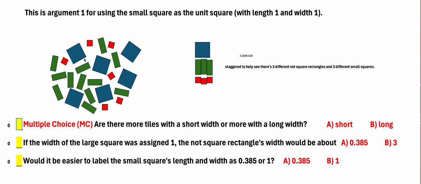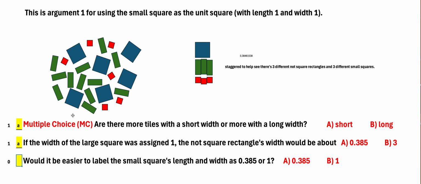Here, this big thing has a large width. Okay. I wouldn't want to use that one. Right. Because if we call it, well, we'll see. So yeah, there's the answer to short. That's A. Definitely. And then if the width of the large square was assigned 1, then the not square rectangle's width would be about what? And that would be A. Yeah. Right there, A. I think you can kind of think about that.